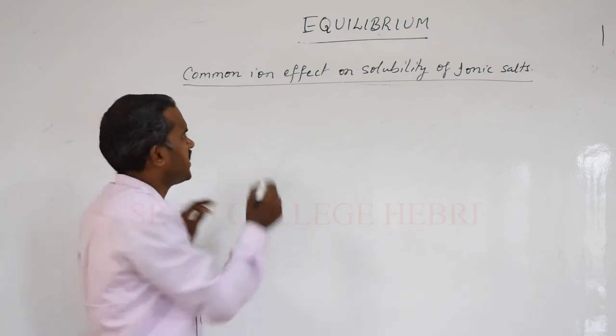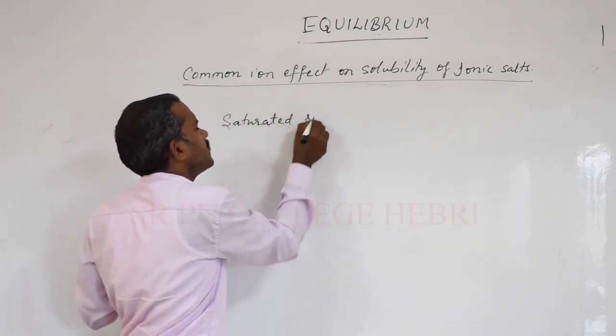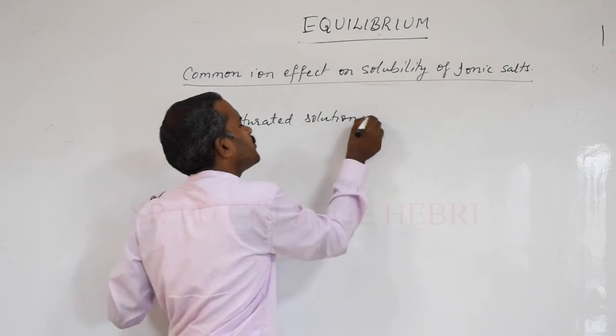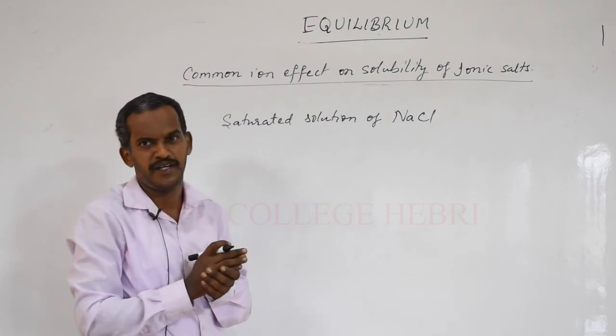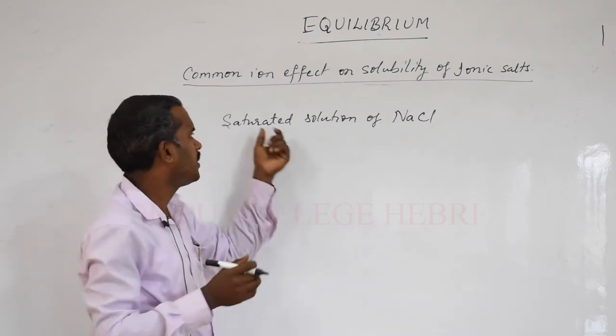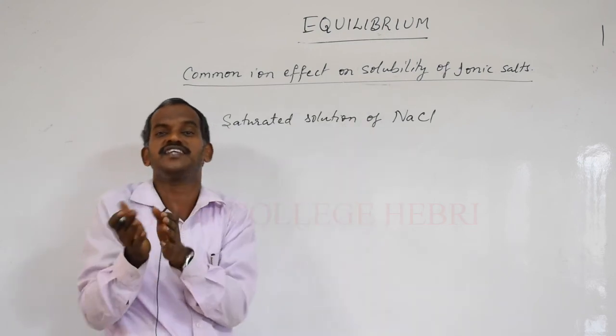Suppose I take a saturated solution of sodium chloride, NaCl, and I pass HCl gas, hydrogen chloride gas, into the saturated solution of NaCl. Then what happens is that crystals of NaCl will be formed.